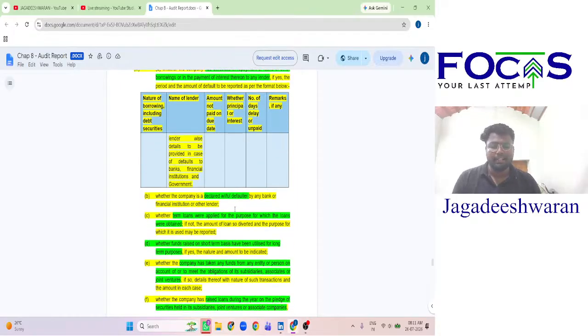Whether the company is declared willful defaulter by any bank or financial institutions or other lender. What is willful defaulter?